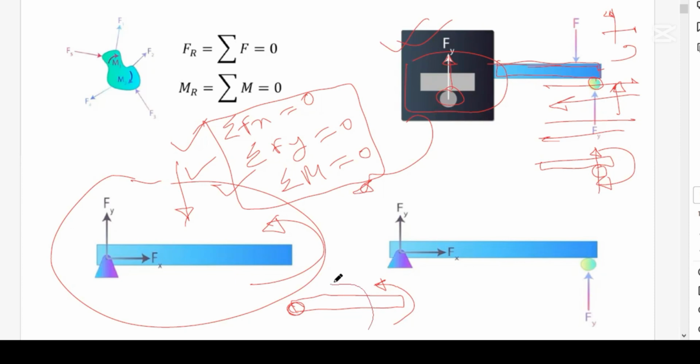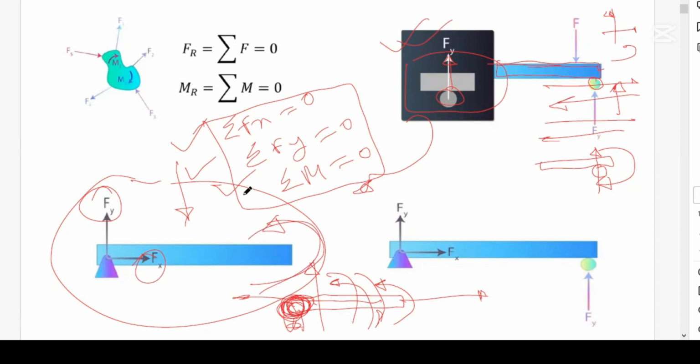It can rotate like this. Since it is pinned or hinged, it cannot move horizontally, right and left. Even for the pin joint, it cannot move vertically. So the pin joint prevents the vertical movement and horizontal movement, but it cannot prevent the rotational movement.